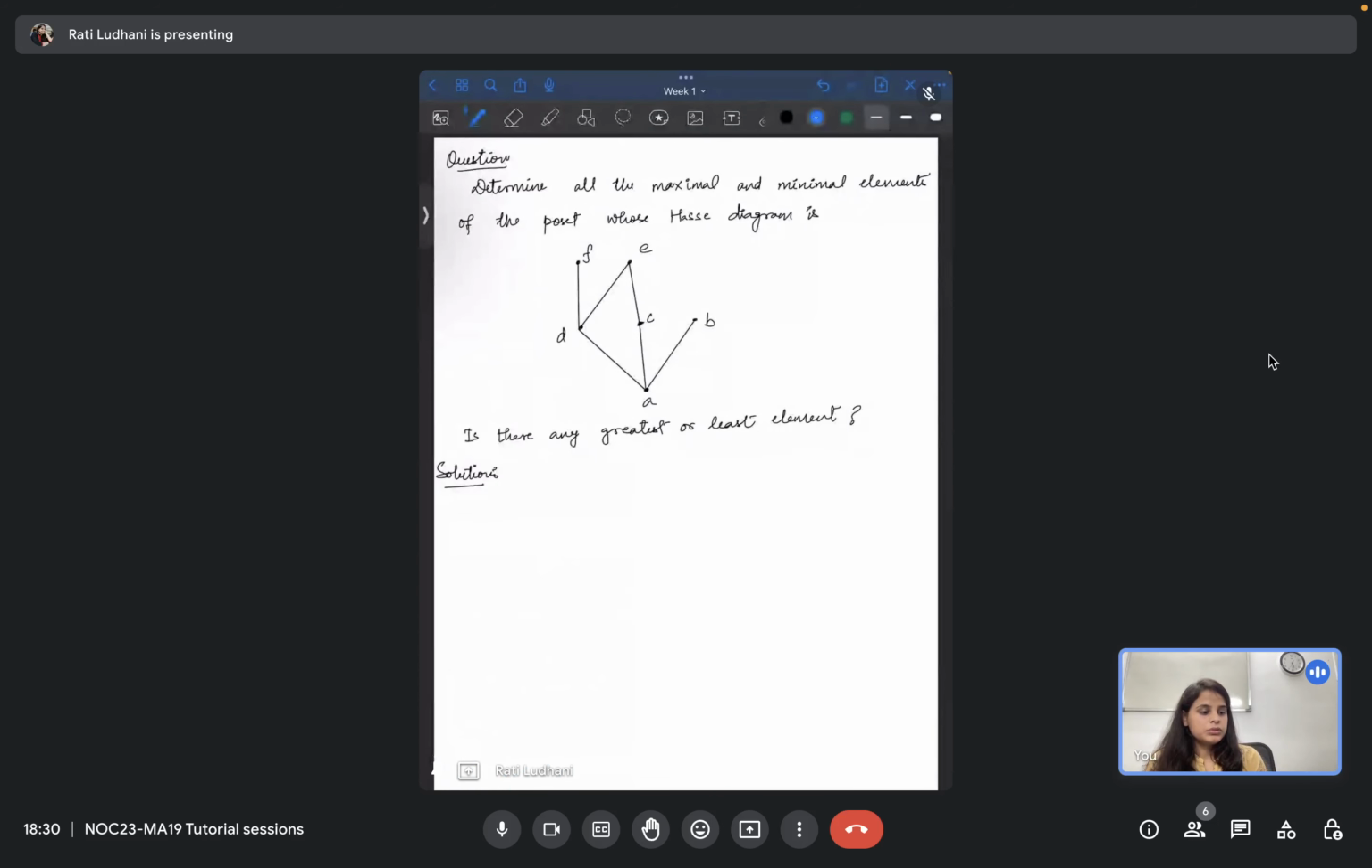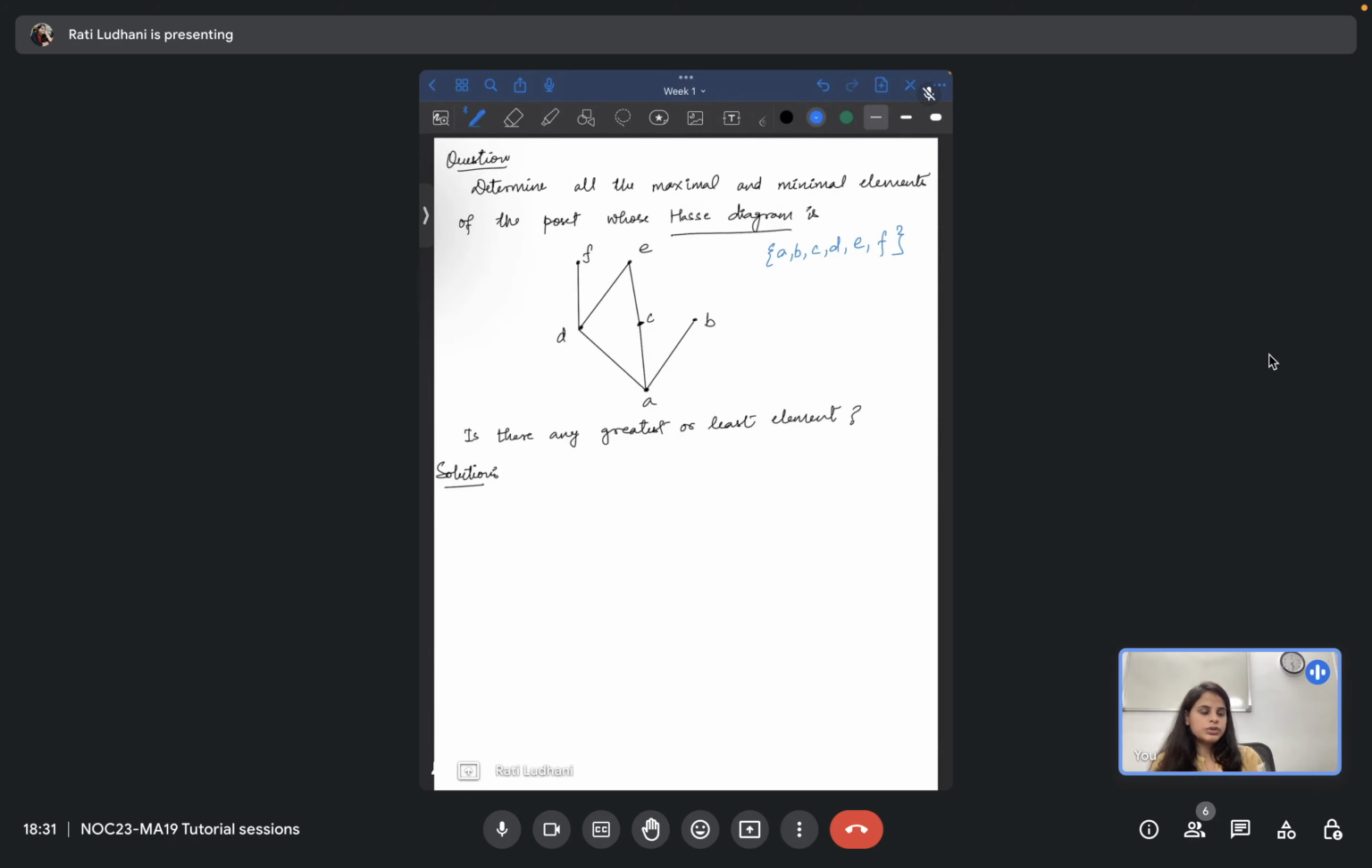Okay. So you are familiar with Hesse diagram, right? Yes, ma'am. Okay, so I'll assume you know. Determine all the maximal and minimal elements of the set whose Hesse diagram is given to be like this. So A, B, C, D, E, F. This is your set, and these are the relations.